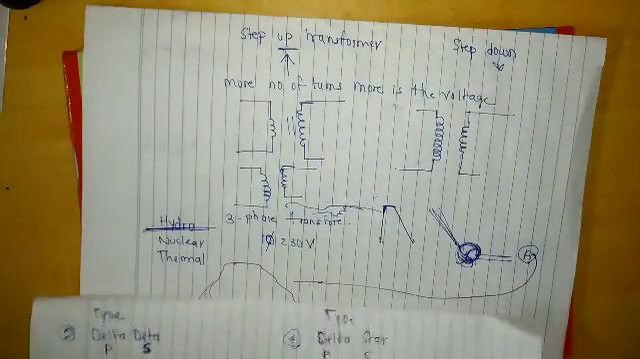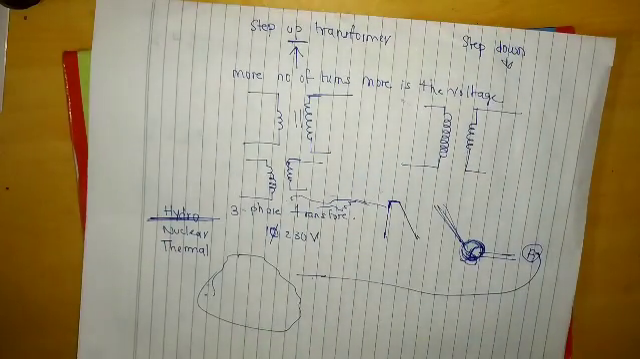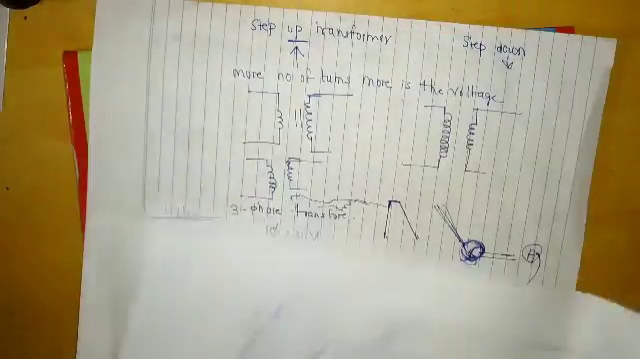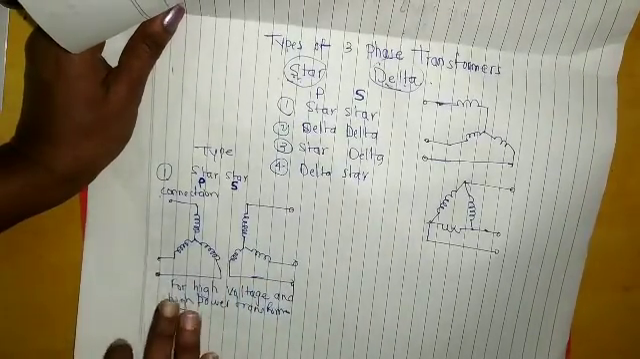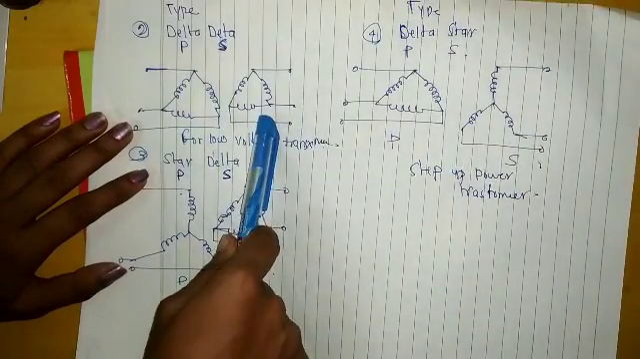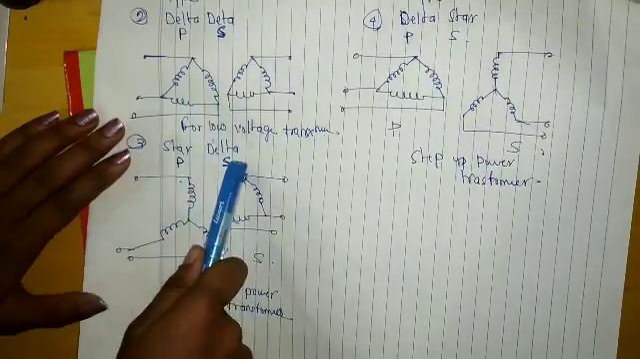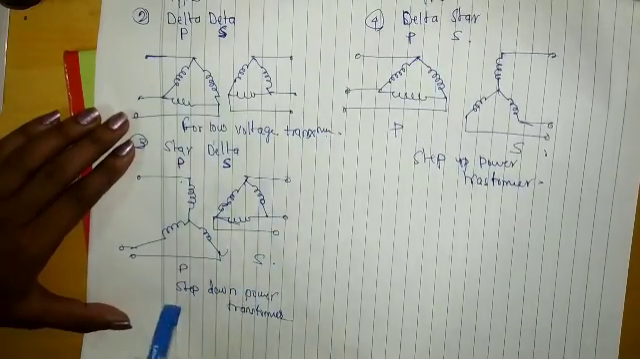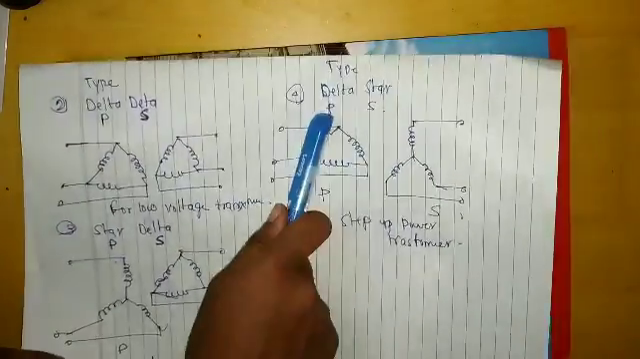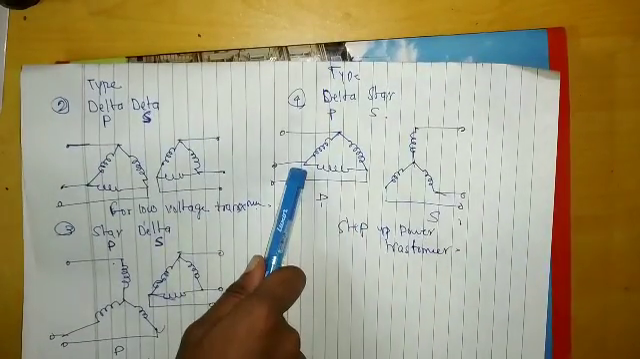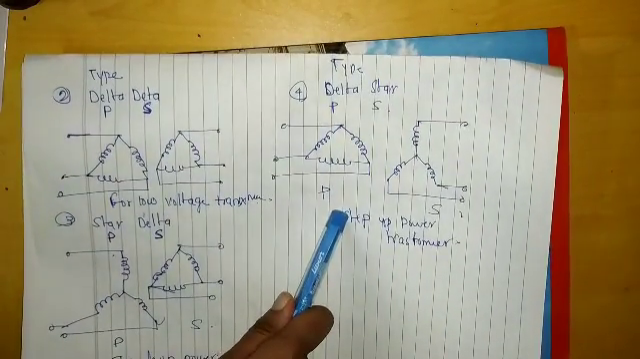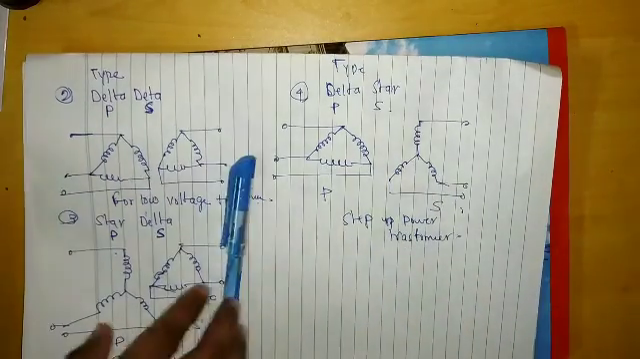So we have seen the types. The first one was star star, this is the connection, and it is used for high voltage and high power transformer. Now delta delta, this is the connection diagram, used for low voltage transformers. Third one is star delta, this is the connection diagram, used for step down power transformer. Delta star, this is the connection diagram, and it is used for step up power transformer. So this is about today's lecture.